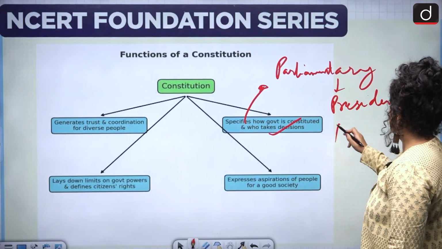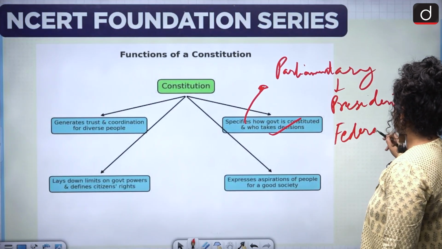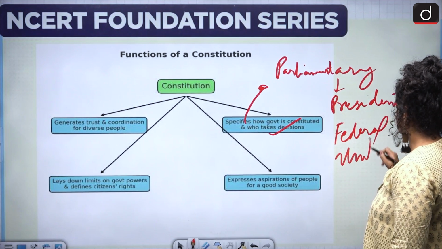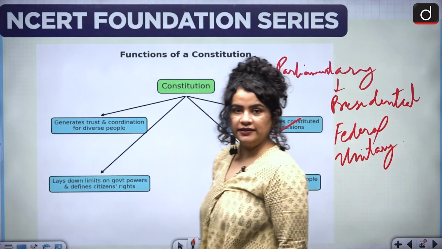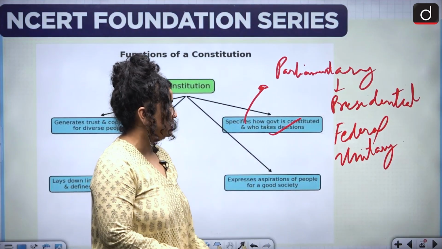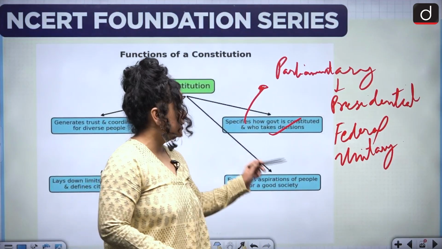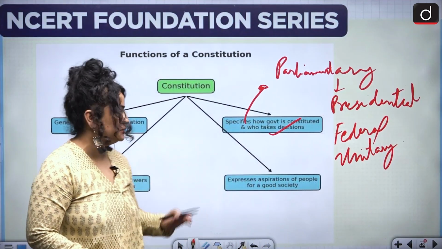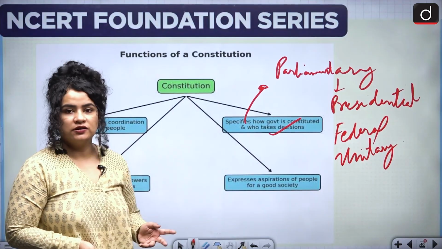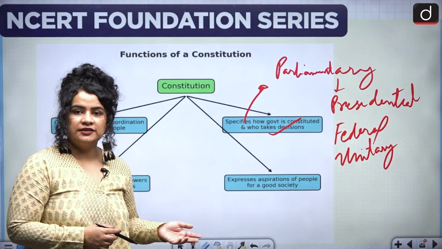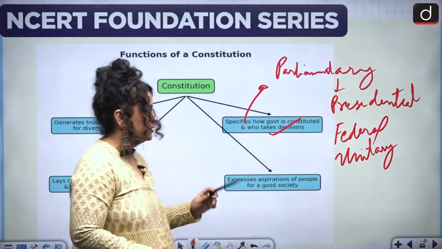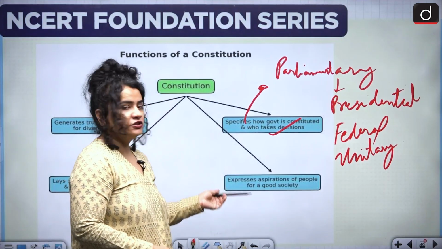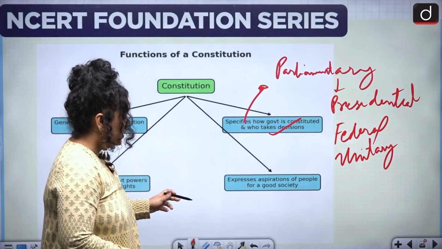Is it going to be federal or not? Is it going to be unitary? Right? So all these things are discussed where exactly? What is the root of all these things? It is the constitution. It specifies how the government is constituted, whether it's going to be presidential, whether elections are going to take place with what intervals and everything, okay? And who takes decisions, of course, right?